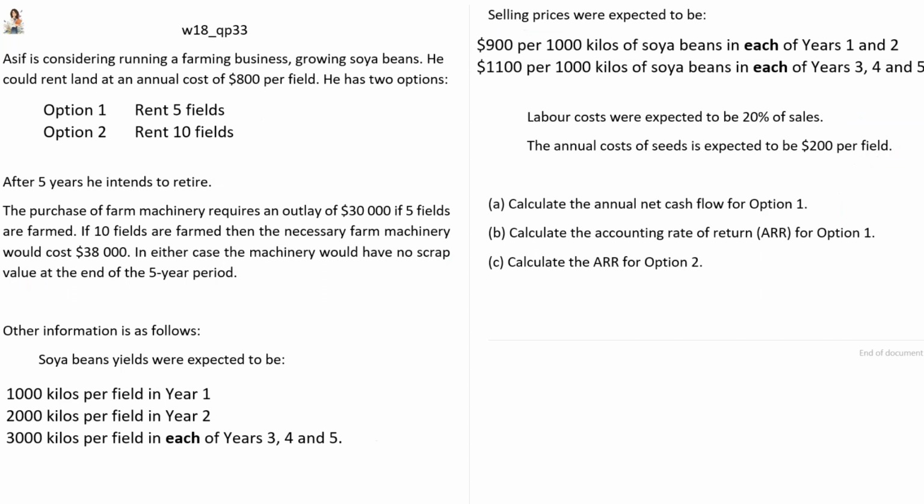The cash flows expected to occur are outflow in the form of rent, outflow in the form of purchase of machinery, inflow in the form of sales, outflow by way of labor costs, and outflow by way of costs of seeds. Let us record this in our answer.